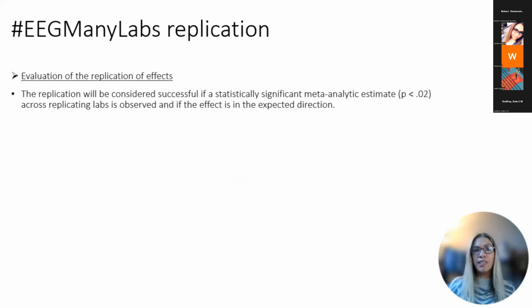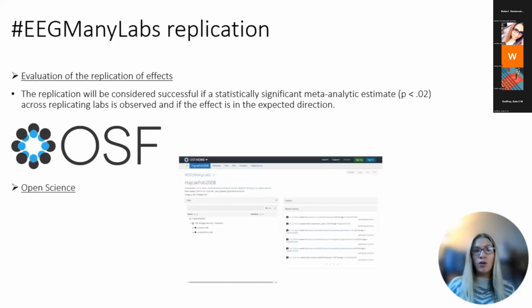The replication will be considered successful if a statistically significant meta-analytic estimate of 0.02 across replicating labs is observed, and if the effect is in the expected direction. Like all EEG Many Labs replications, we're committed to open science, and all study materials, including comprehensive details about each site, including equipment and electrode specifications, site-specific language, and participant recruitment procedures, code for stimulus presentation and data processing, will all be stored in the project repository on the Open Science Framework.